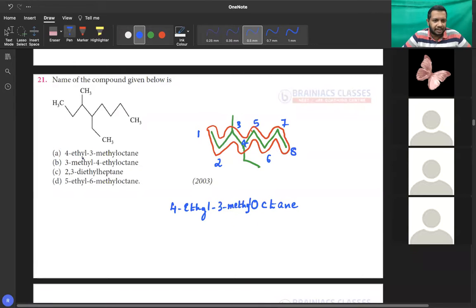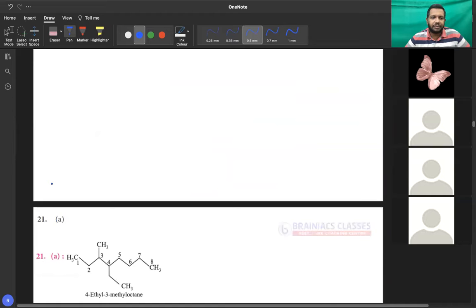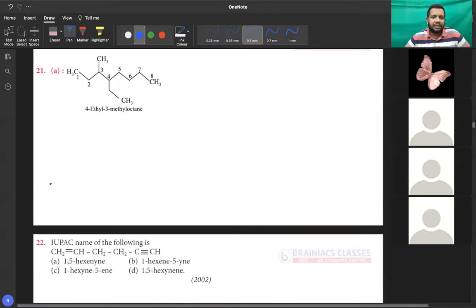Is there any answer like that? 4-ethyl, 3-methyl octane. Option A looks like the correct answer. All of you are getting the same answer or a different answer? Same answer, sir. Super. So let's go to the next question. A is the correct answer.